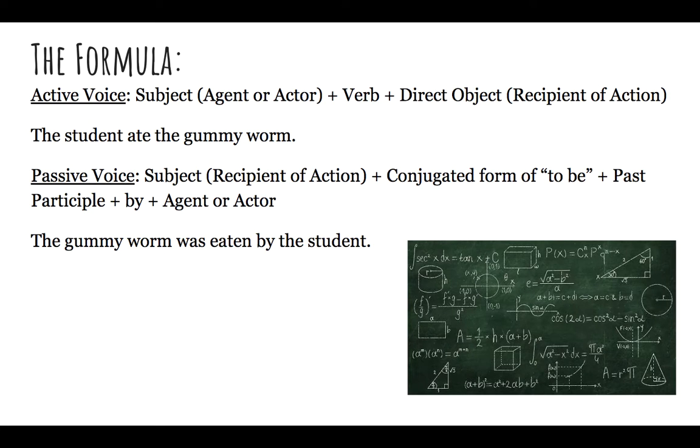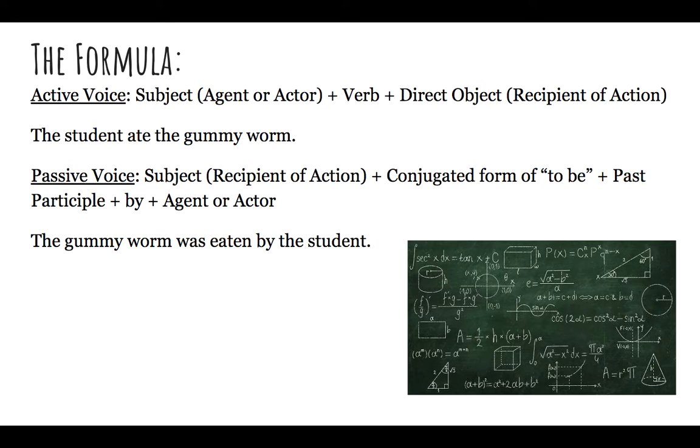So first, before we launch into things fully here, let's review the formulas for the active and passive voice just one more time. So we remember that in a sentence written in the active voice, we will have the subject, which is the agent or the actor, the thing performing the action, then the verb, and then the direct object, the thing that is receiving the action. And in our example sentence here, we see just that. We have the student, the person performing the action, coming first. Then we have our verb, which is ate. And then we have the thing receiving the action, that poor gummy worm that is being eaten.